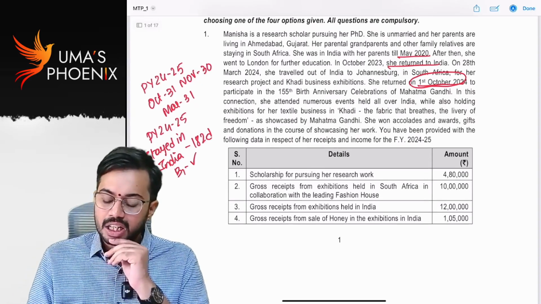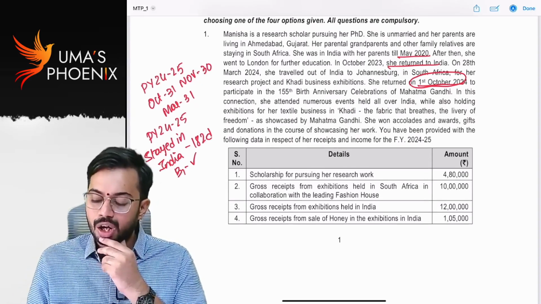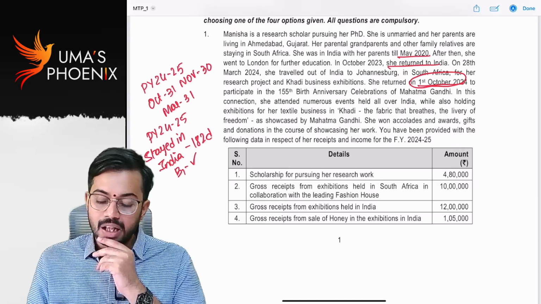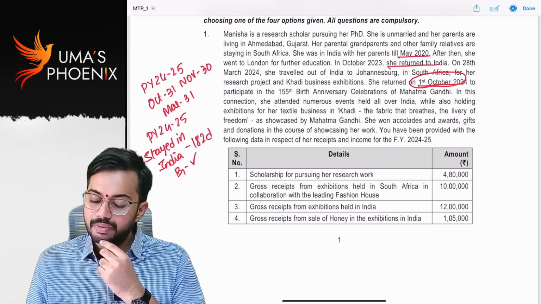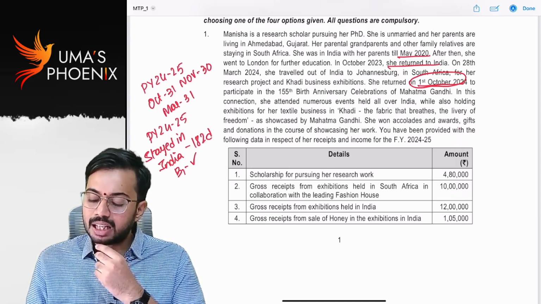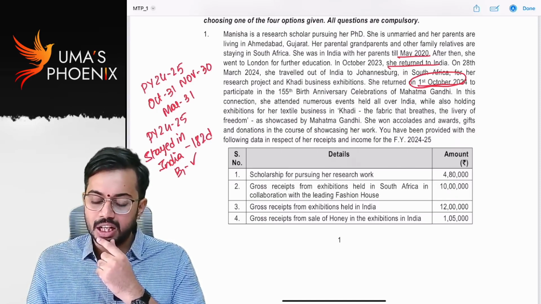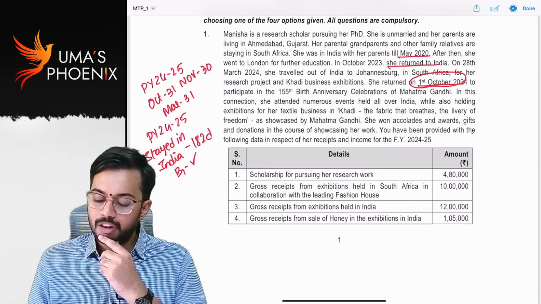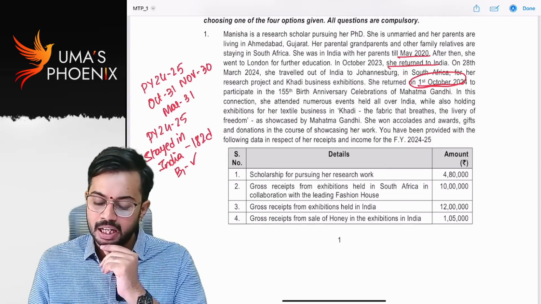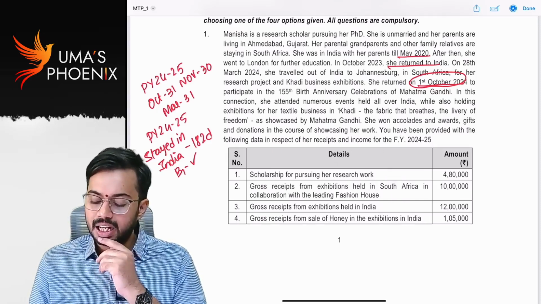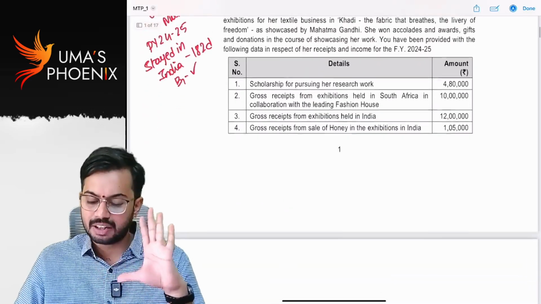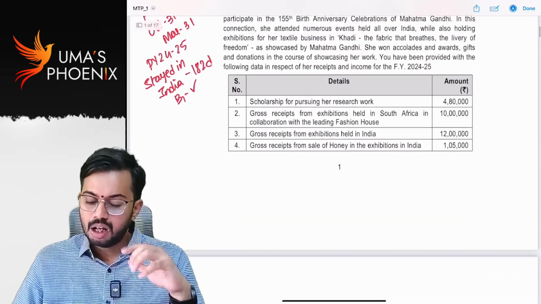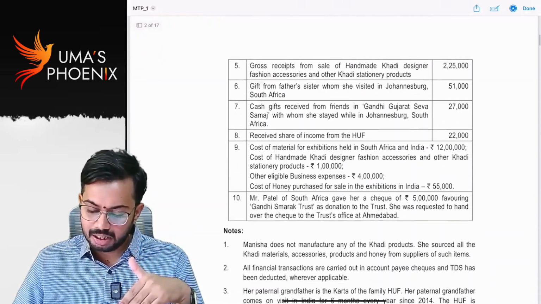In this connection, she attended numerous events held all over India, while also holding exhibitions for her textile business in Khadi. She won accolades and awards, gifts and donations in the course of showcasing her work. You have been provided with the following data in respect of her receipts and income for financial year 24-25. First, let us see the question. A list of incomes is given.